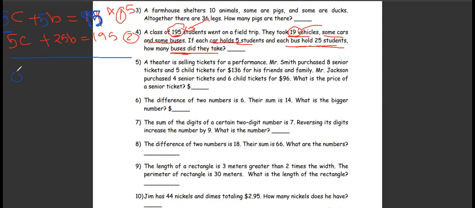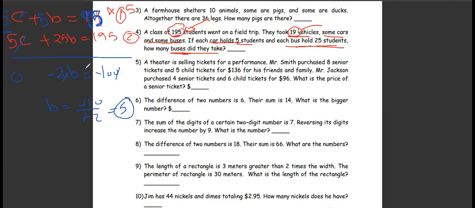5c minus 5c is going to be 0. It cancels. 5b minus 25b is going to be minus 20b. And 95 minus 195 is going to be minus 100. The 0 cancels with the 0, so we divide both sides by 10, and b is going to be equal to minus 10 over minus 2, which is 5. So the number of buses they took is 5.